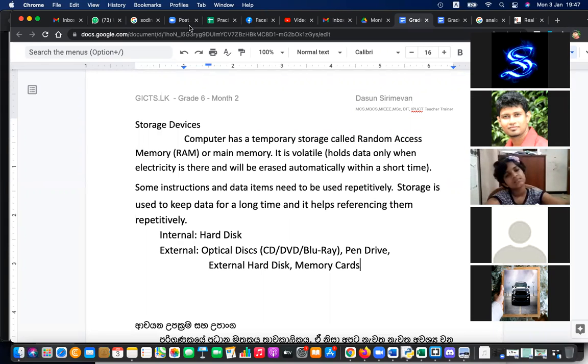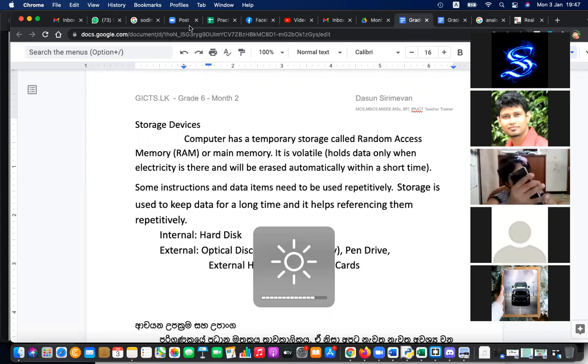Because a mobile phone is also a computer, right? Therefore, it should support. But most of the pen drives support the computer only. For a mobile phone, you need a separate one.